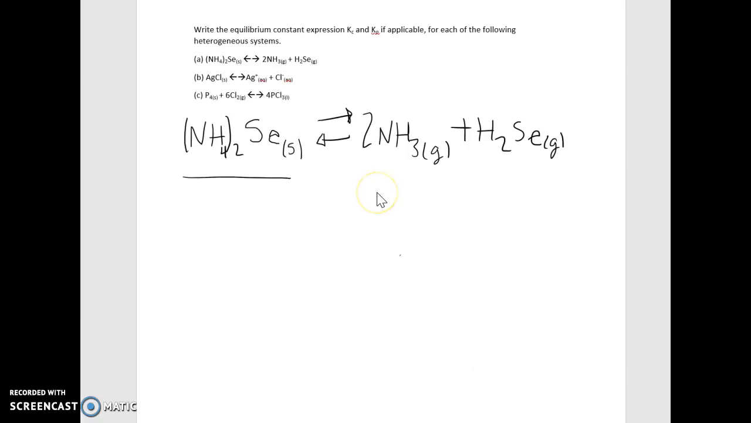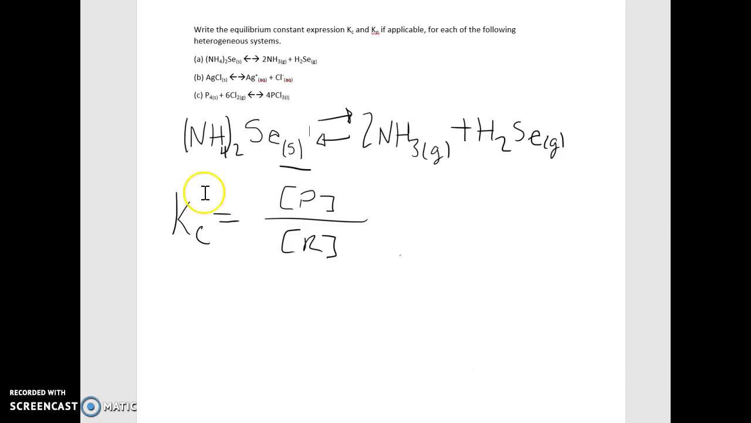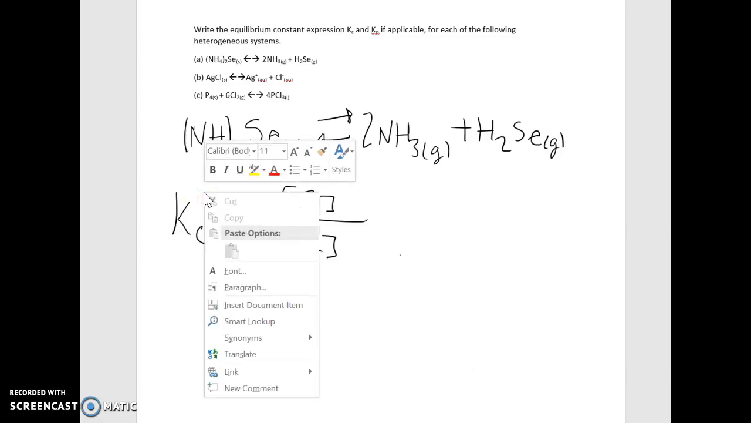So first we're going to do A, which I already wrote down, and A is ammonium selenide yields ammonia and hydrogen selenide. Alright, now we know that the equilibrium constant expression is equal to the concentration of the products over the concentration of the reactants, and we do not include things such as solids and liquids because the change in their concentration doesn't really affect the equilibrium constant.